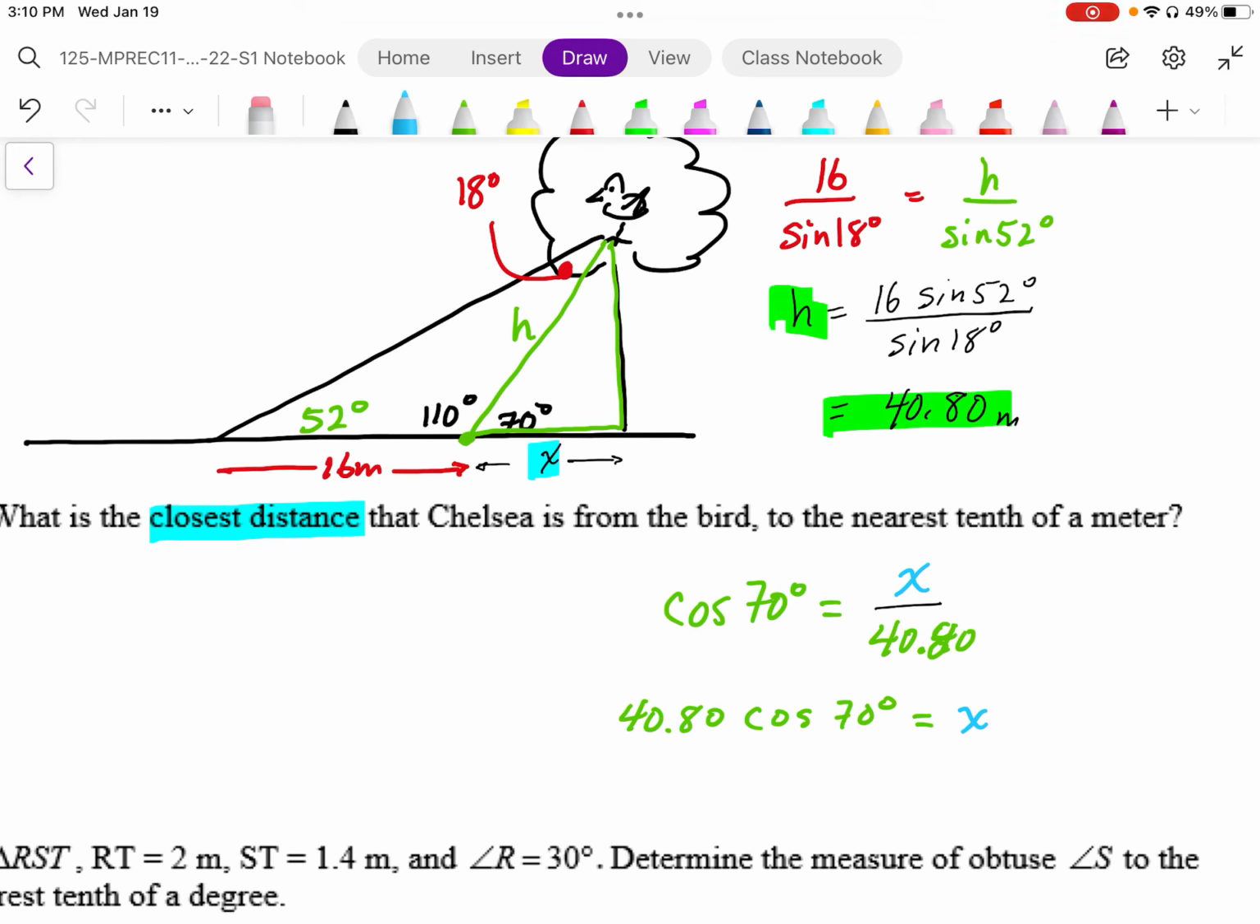Solving for x then, 40.8 times cos 70 gives me 13.95, which rounds to 14.0. So the closest that she can get to the base of the tree is going to be 14.0 meters.